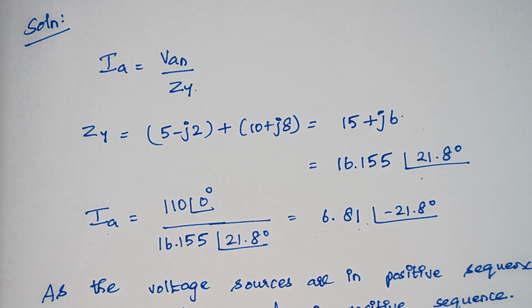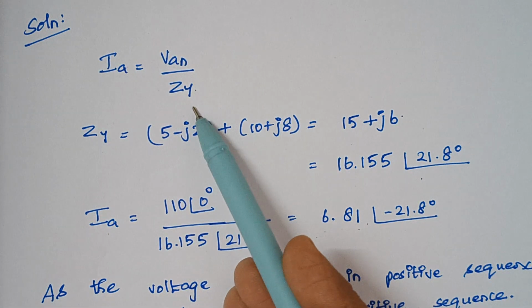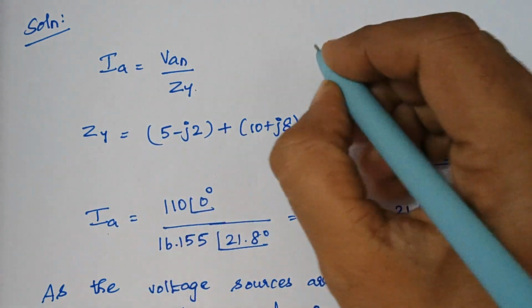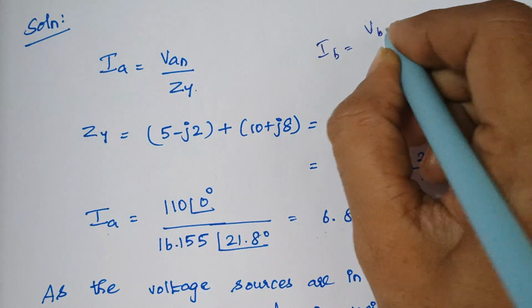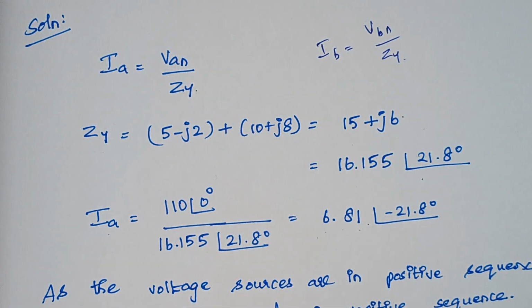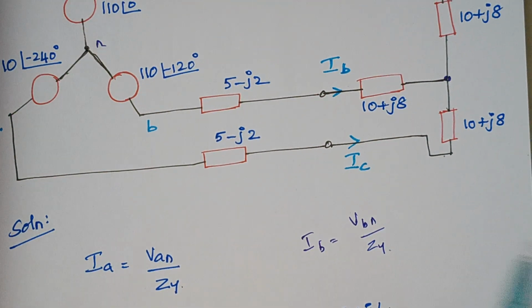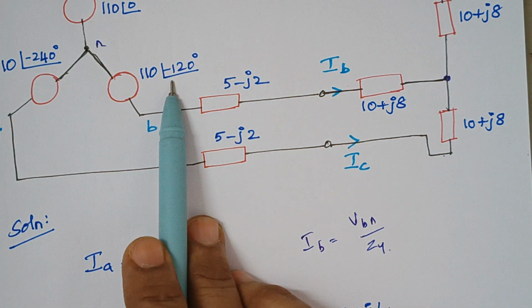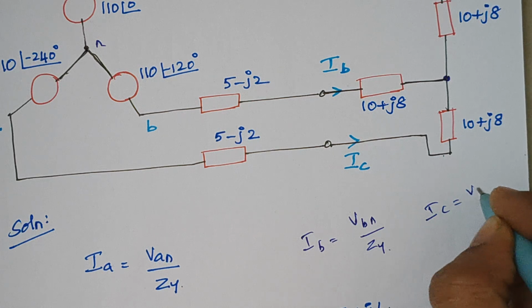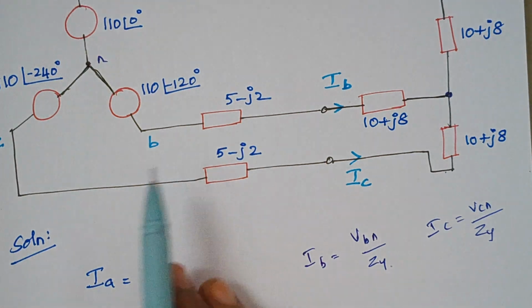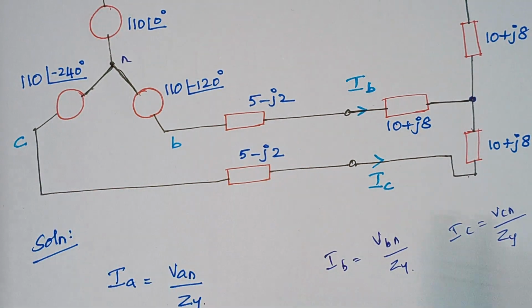The next thing is, you can use the same kind of formula to find the value of IB and IC. When you write an expression for IB, it will be IB equal to VBN divided by ZY, because you see impedances in all the branches are the same. They are similar. We know the value of ZY, and we know the value of VBN also. What is the value of VBN here? It is 110 with an angle of minus 120. Similarly for IC, you can use VCN divided by ZY. What is the value of VCN? It is nothing but 110 with an angle of minus 240.